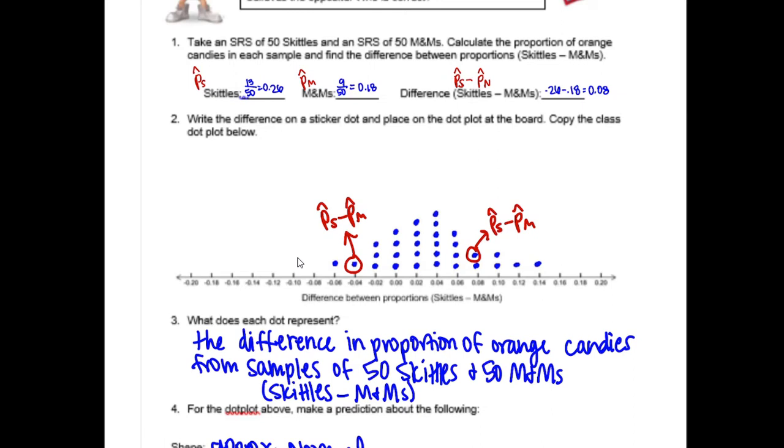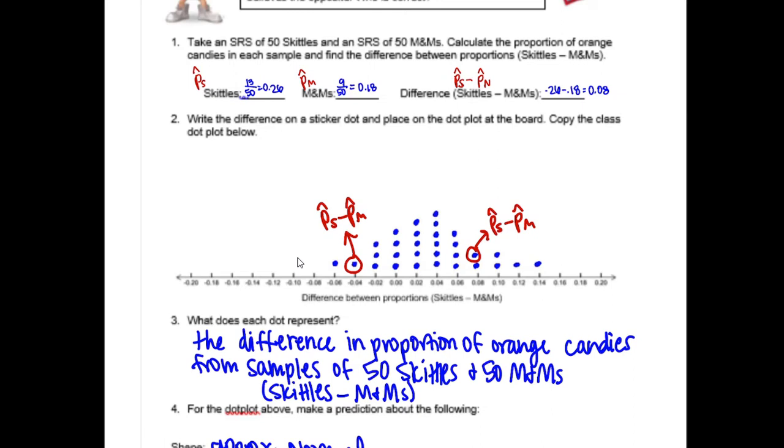So in this particular negative 0.04, the person who got that had 4% more oranges in the M&Ms than in the Skittles. Because when you did Skittles minus M&Ms, you got a negative number. That's important because the order that you subtract needs to be consistent across the board.